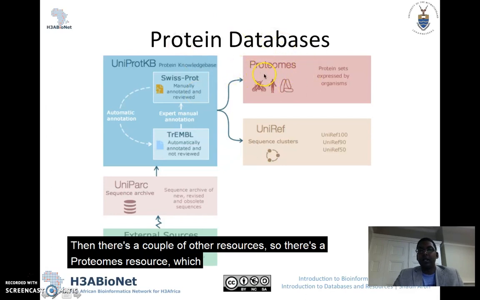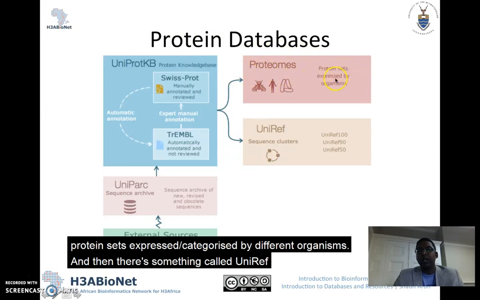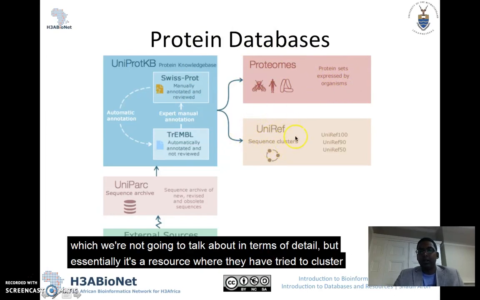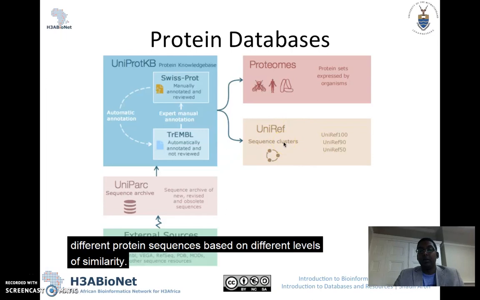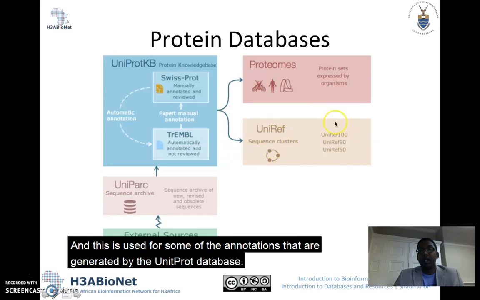Then there's a couple of other databases. So there are other resources. There's a proteomes resource, which are protein sets expressed by different organisms and categorized by different organisms. And then there's something called UniRef, which we're not going to talk about in too much detail, but essentially it's a resource where they have tried to cluster different protein sequences based on different levels of similarity. And this is used for some of the annotations that are generated in the UniProt database.